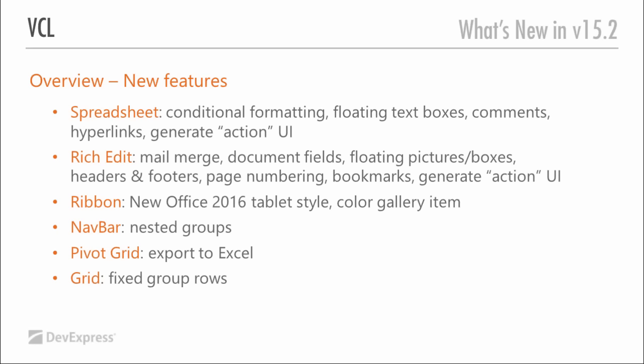The traditional navbar gains nested groups. You'll see an excellent example of this functionality in a moment. Pivot Grid now allows for the data being analyzed to be exported to an Excel worksheet file, meaning your users can continue analyzing some data in the standard spreadsheet app used worldwide. And finally, at least at today's presentation, the grid gains fixed group rows.